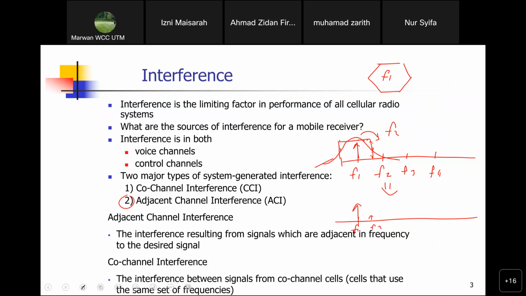It is interference because of a signal that is next to you in the spectrum. So the cause of interference comes from your neighboring carrier frequency. If you're transmitting at F1, normally it comes from F2, F3, depending on how good your filter is. So this is one. Another one, adjacent channel interference is also due to, remember, our small-scale fading.